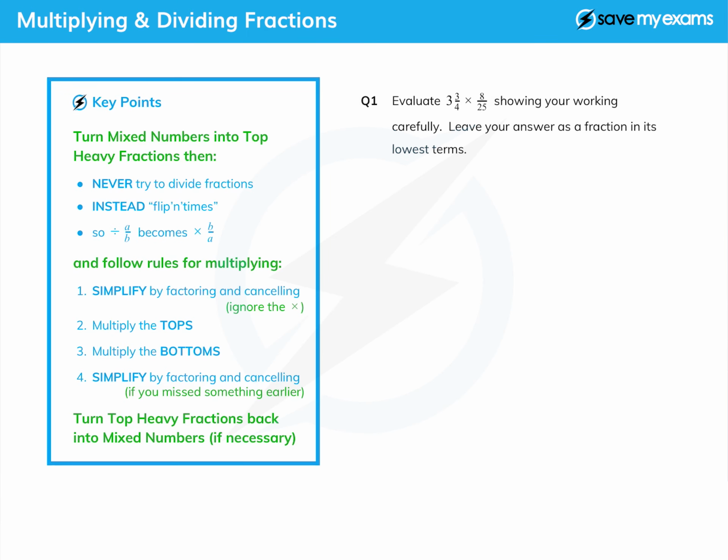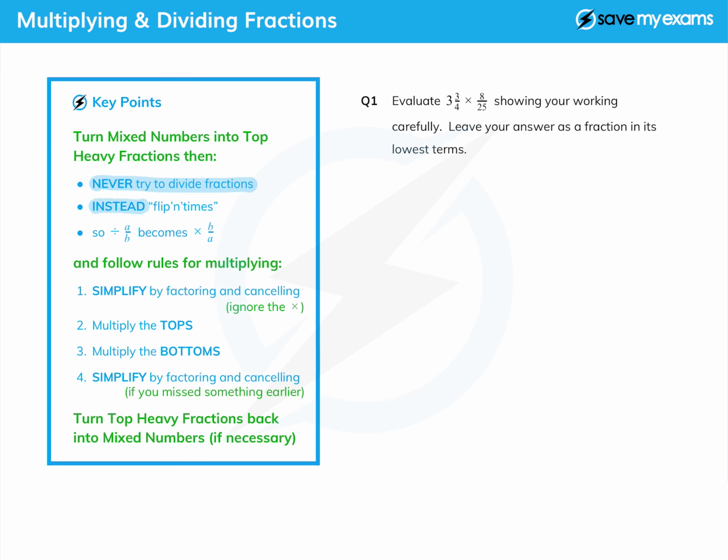So in this tutorial we're going to look at how you multiply and divide fractions. And the first thing we're going to remember is that we shouldn't try and do this with mixed numbers. So if we have mixed numbers, we turn them into top-heavy fractions and then we proceed. Now, golden rule, never try to divide fractions. That's a very silly thing to do.